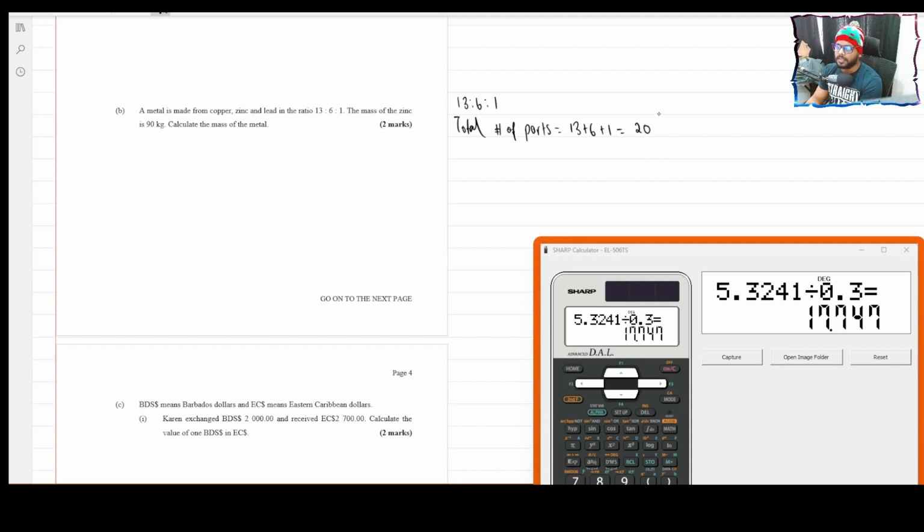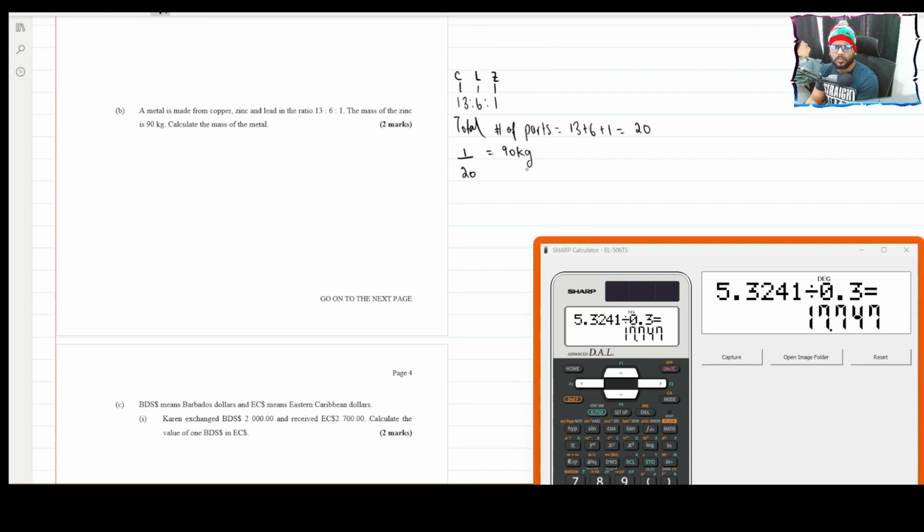The mass of zinc is 90 kilograms. So what we did just now, this is the copper, this is the lead, and this is the zinc. And I'm not labeling these with respect to their elements in chemistry. I just labeled them with respect to the first letter in the element. The mass of zinc is 90 kilograms. Zinc is 1 part out of the total number of parts. So I can say that 1 out of 20 is equal to 90 kilograms.